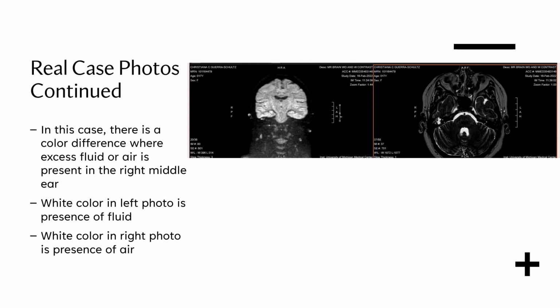Those case photos continue. In this case, there is a color difference between where excess fluid or air is in the right middle ear. White color on the left photo is the presence of fluid, so in this one, there's presence of fluid in the middle ear, and the white color in the right photo is the presence of air. So there is no air here in the auditory canal, but there is on the left side.